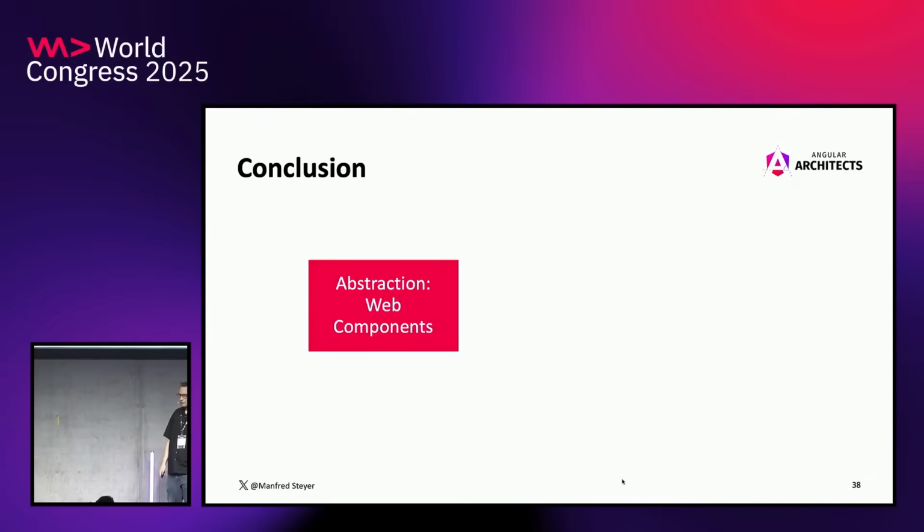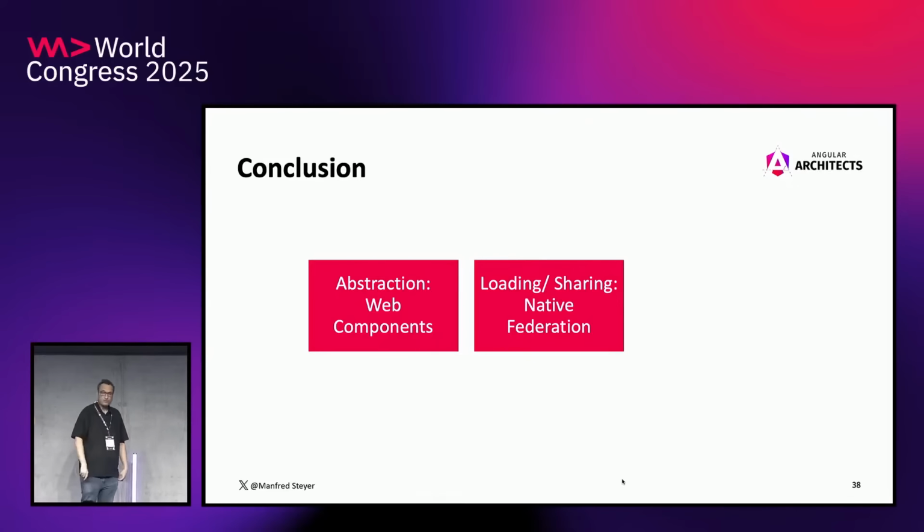Let me come to a conclusion. We have basically seen 3 things today. We have seen that web components allow you to abstract away the differences between frameworks and libraries. So you can mix and match different technologies. And we have also seen that using federation, native federation or module federation, allows you to load stuff from over there, stuff you did not know at compile time, and you can share dependencies when the same version is used. When you need a different version, then, of course, this different version is loaded on demand, lazily.